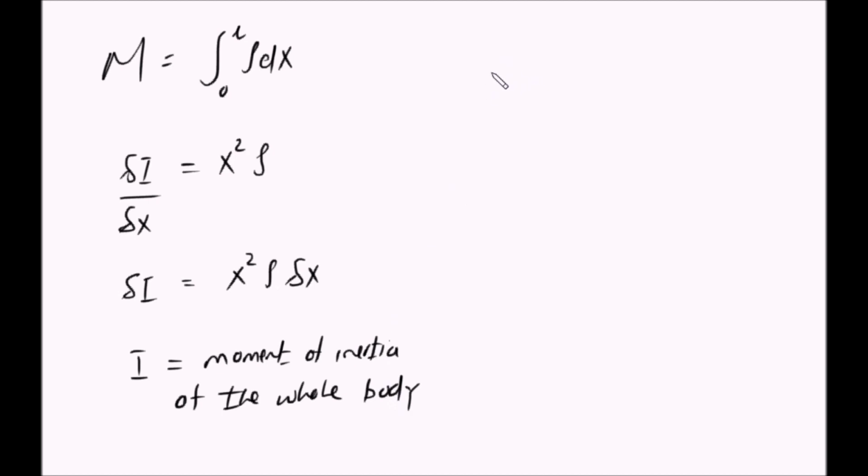Alright. Sasa ili kupata moment of inertia of the whole body itabidi niwe na element vingi afu nijumlishe moment of inertia yake. Tunakumbuka hata kwenye system of particles I ilikuwa ni m1 x1 squared plus m2 x2 squared. Kwa hiyo na hapa nitajumlisha delta I ya kila element, lakini element vyangu nataka viwe vidogo as delta x approaches 0, so my sum is the limit of a sum.